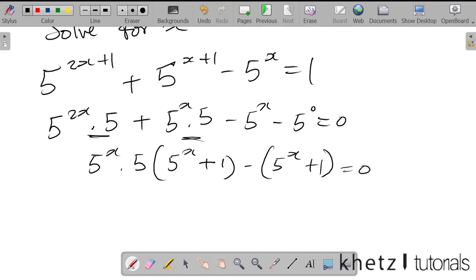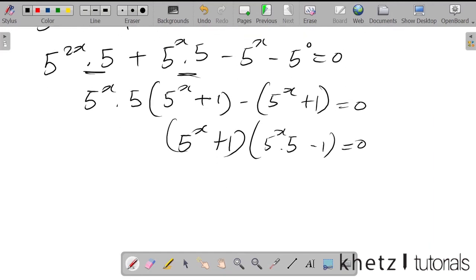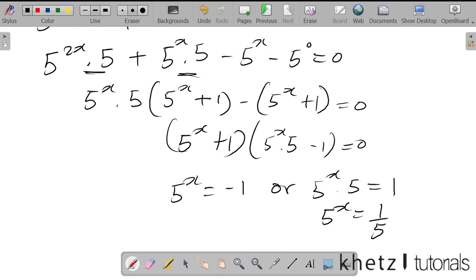And you're going to have equals to 0. Then you're going to group the brackets and say that 5 to the x multiplied by 5, subtract 1 is equals to 0. Then in the end, you're going to have 5 to the x is equals to -1, or 5 to the x multiplied by 5 is equals to 1, sorry. So you're going to have 5 to the x equals to 1 over 5.